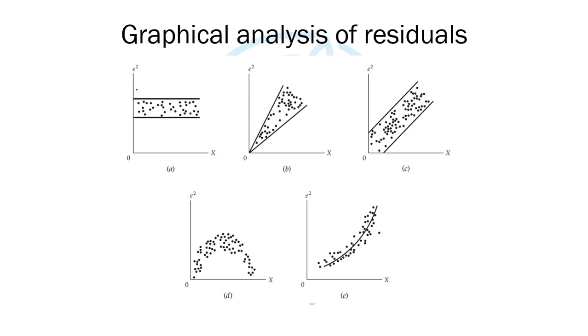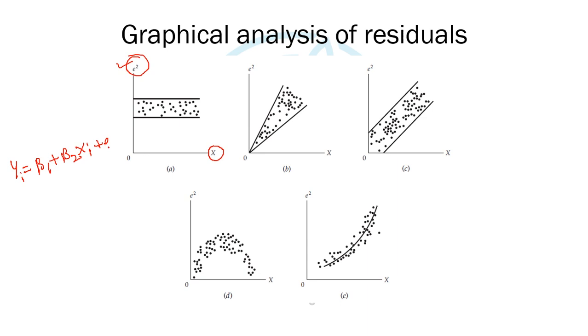So for graphical analysis, what we do is that we simply plot the error square on the y-axis against the independent variable, that is the x variable. But this is only applicable for a simple linear regression case, that is when there is only one independent variable in the regression. So we plot the error square.